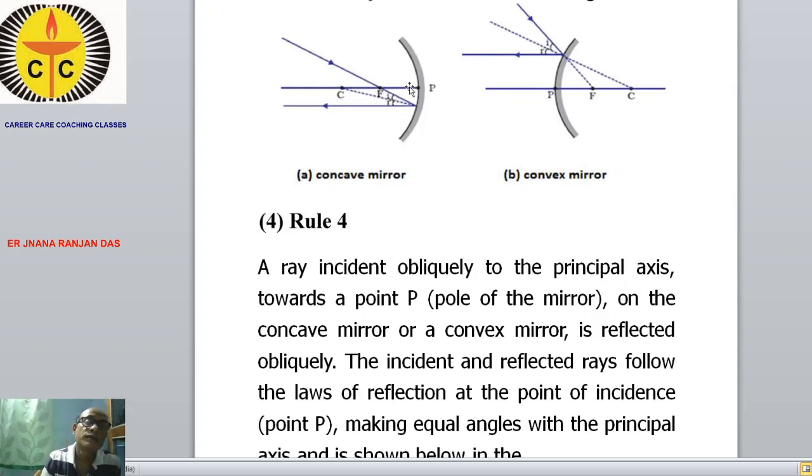In a concave mirror, the ray exactly passes through the focus. In a convex mirror, the incident ray appears to pass through the focus if you extend it to the back side of the mirror, but actually it does not pass through the focus. So after reflection, they go parallel to the principal axis.